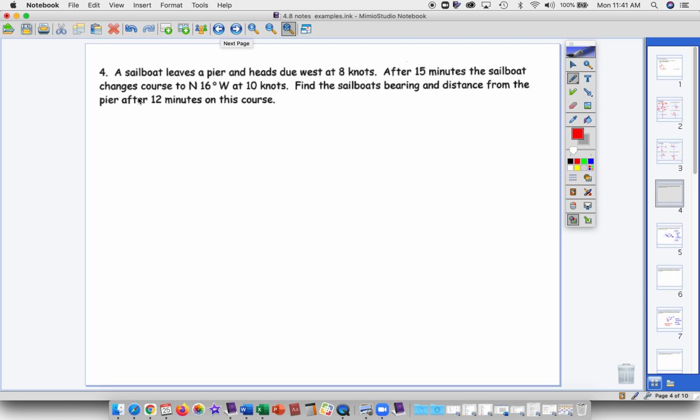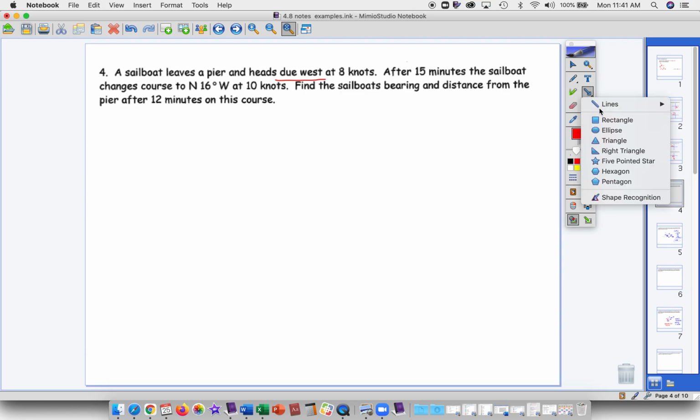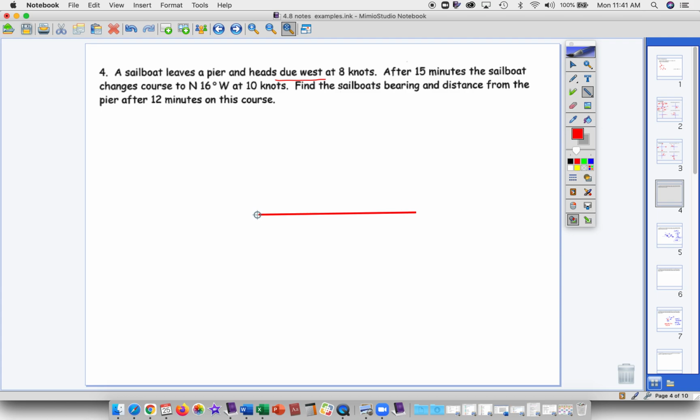Okay, so I'm going to help you get started on this problem and ask you to finish it up. We have a sailboat that leaves the pier and heads due west. So again, due west means directly to the west. After 15 minutes, it changes course to north 16 degrees west.